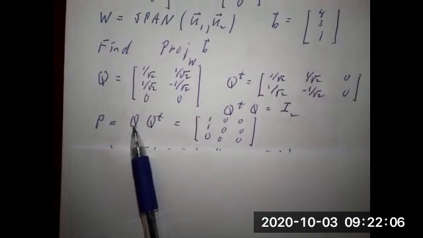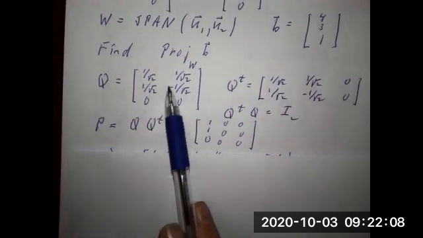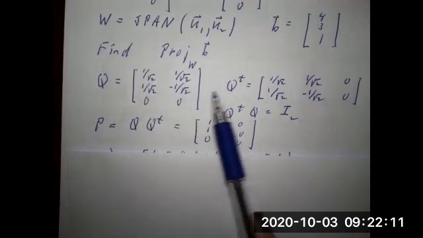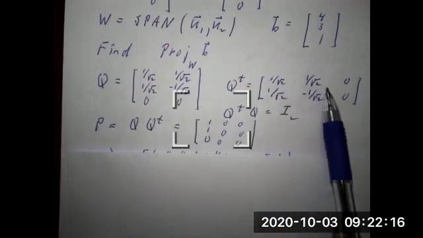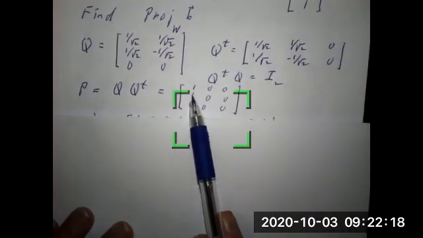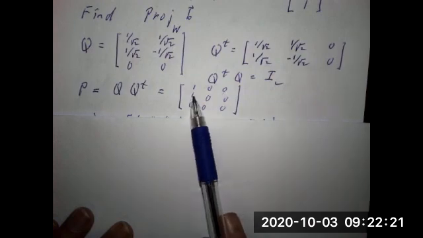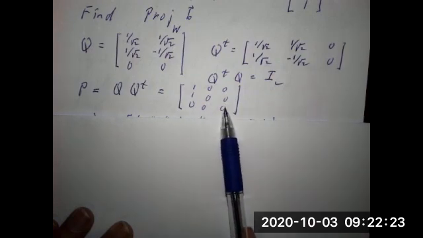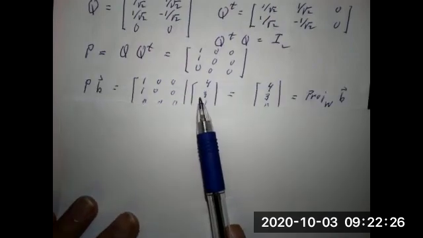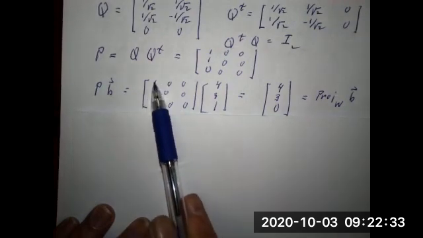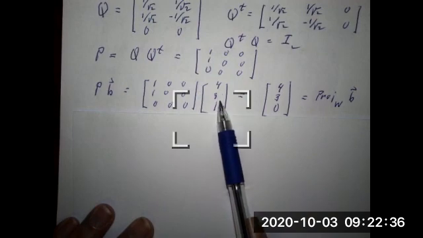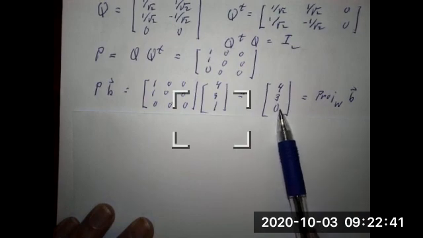Now the projection matrix is Q times Q transpose. I won't show it here, but if you multiply Q times Q transpose, you would have a 3 by 2 times a 2 by 3, so you get a 3 by 3 matrix, and its entries are 1, 0, 0, 0, 1, 0, 0, 0, 0. We can use this matrix to calculate the orthogonal projection of B onto W. Here's my projection matrix P. There's my vector B, and when I compute this product, I get 4, 3, 0.